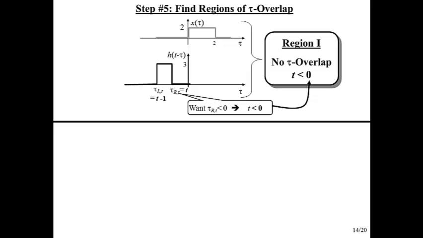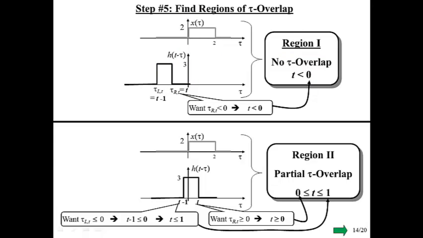Okay, step number 5, I have to find the regions of tau overlap. So I'm doing this on the tau axis, and I want to know, for different regions of t, how do these two shifted things interact and overlap? So for this example, I declare that there's a region 1, which I call no tau overlap. Since this edge is always at t, as soon as I let t be less than 0, this edge will be to the left of that edge, and the pulses will have no overlap. So in other words, when I form the product, I get 0. Okay, so region number 1 is all values of t less than 0.